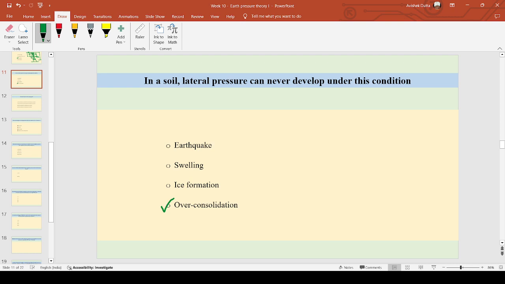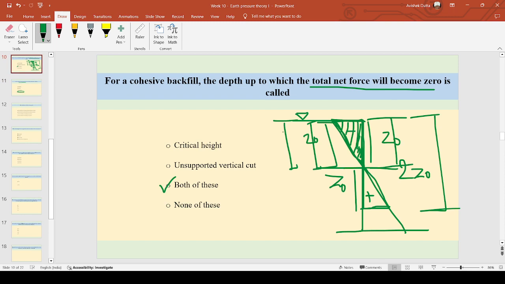You are making a trench excavation in over consolidated soil. As per our discussion, during the process of over consolidation, lateral pressure won't be developed. But if the soil has been over consolidated and we are digging a trench in that soil, then everything will follow this kind of diagram and procedure, up till which the soil can support itself, up to a depth of Z0, depending upon the cohesive properties or the frictional properties of the soil.